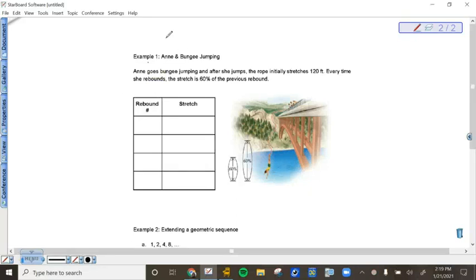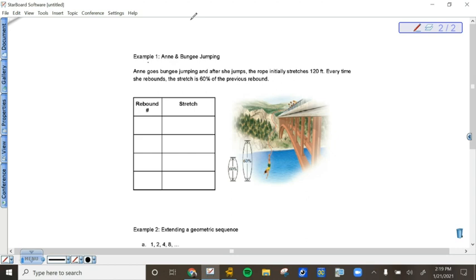So we have this example here where Anne is going bungee jumping. And after she jumps, the initial time, the rope stretches 120 feet. And then after each bounce, so imagine someone bungee jumping, they go down and then they come back up. And then they go back down and they come back up. And it's kind of like that, there's that bouncing effect going on, right?